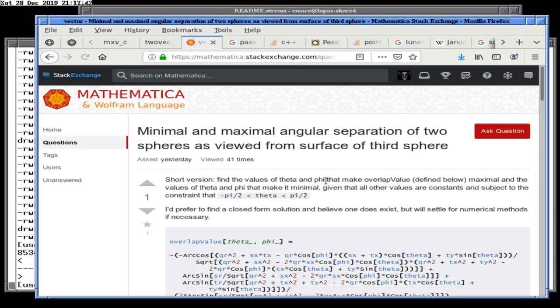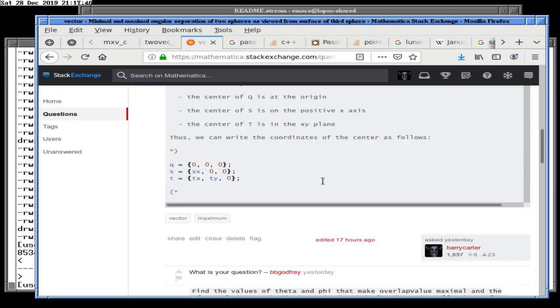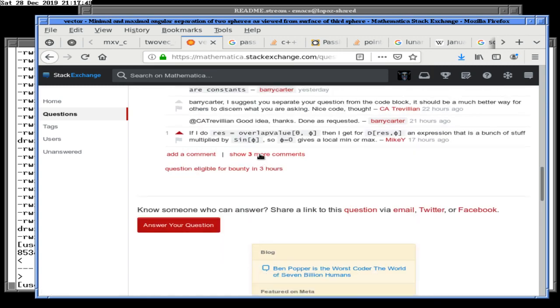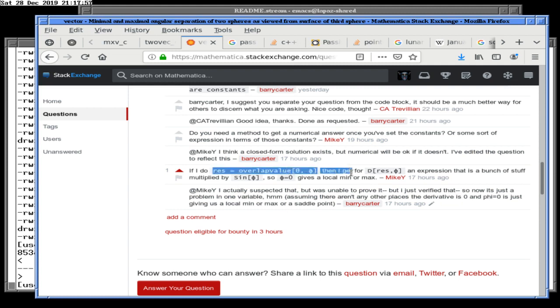We didn't really get a reply to this, but what's interesting is there's this fantastic comment here that if we look at the derivative with respect to phi and set phi equal to zero, the derivative is also zero, meaning we have a local max or a min, and it turns out to be a local max.